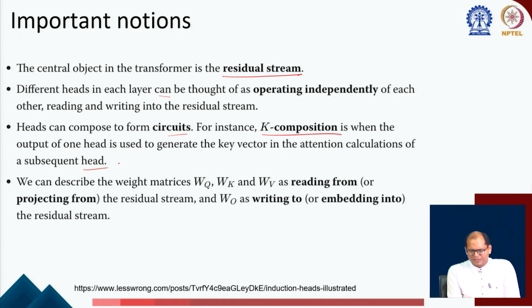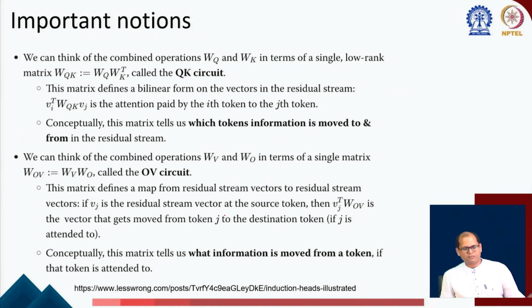Now, we have three matrices: query, key and value, and we say we are reading from the residual stream. WO can be used for writing into the residual stream, because you read based on WQ, WK and WV, and then you see what part of WV it will go, and then multiply with WO to actually write it back into the residual stream.